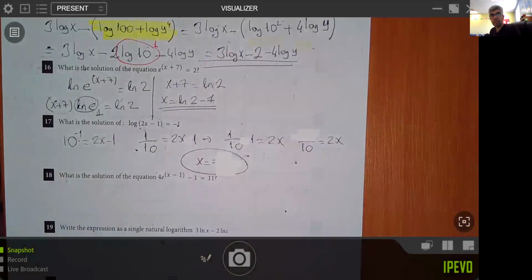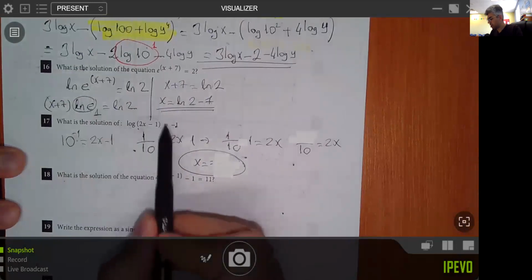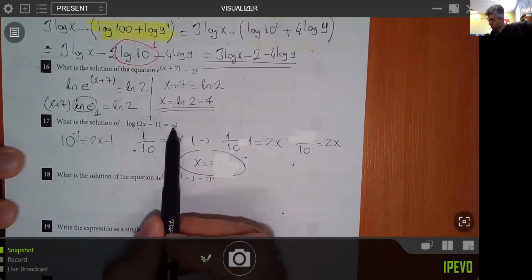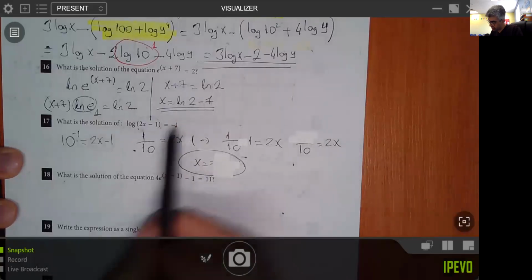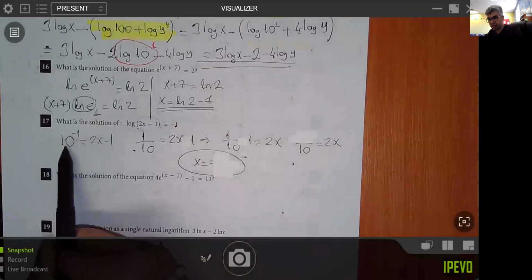Why can it be negative? There is no restriction for that one. Logarithm can be negative, okay? Logarithm can be negative because remember, when we write this in exponential form, a negative power of any number is still positive. So there is no problem here.